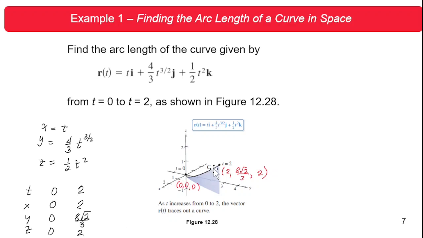So this is the arc with initial point at (0, 0, 0) and terminal point at (2, 8 square root of 2 all over 3, 2). Our aim here is to find the arc length from this point to this point.